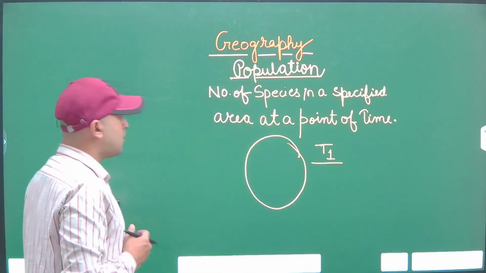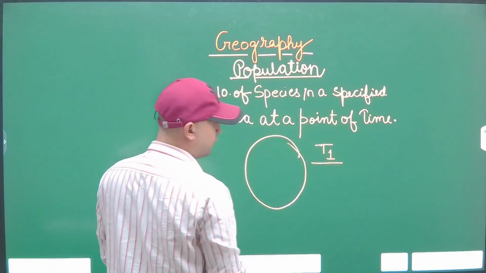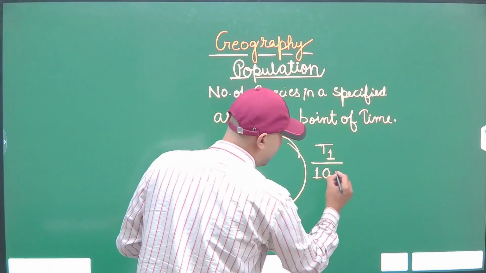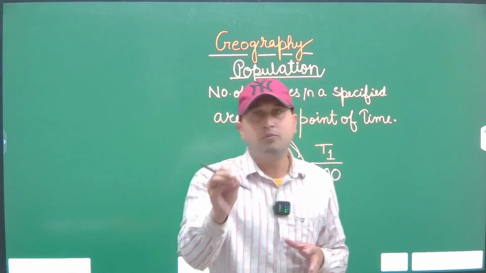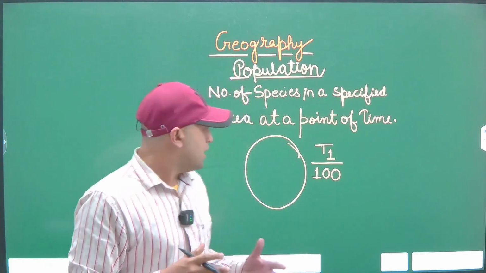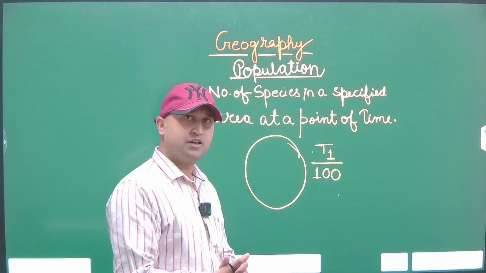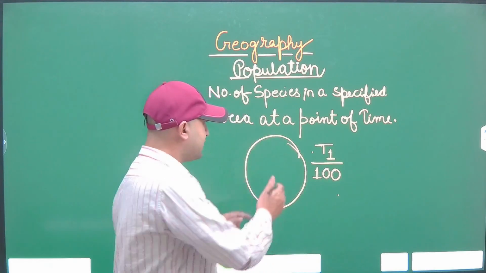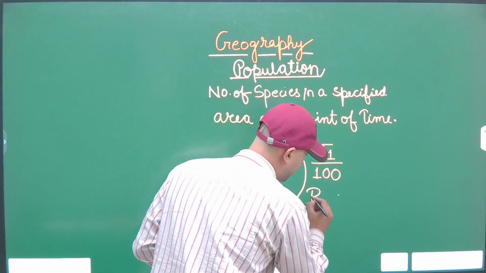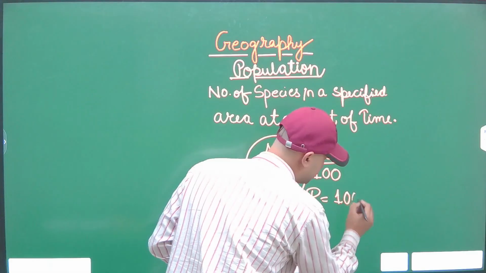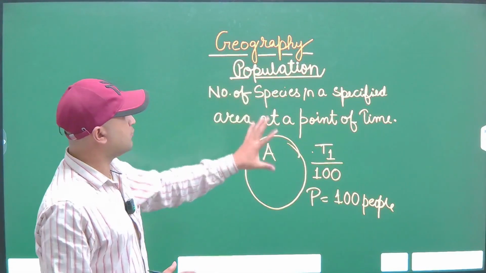Now, suppose this is an area and at a point of time t1, there are 100 people. In this chapter, we will basically deal with human population. So at a point of time t1, 100 people used to live in this area. So what is the population of humans in this area A at a point of time t1? The population P is 100 people. Clear? So this is the concept of population.